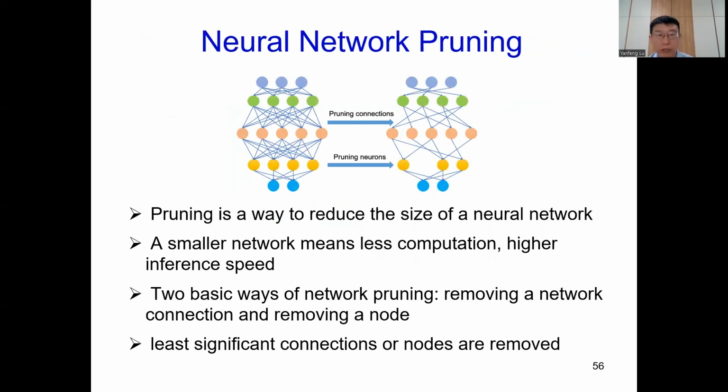And in terms of network compression, we can do neural network pruning. Pruning is a way to reduce the size of a neural network.